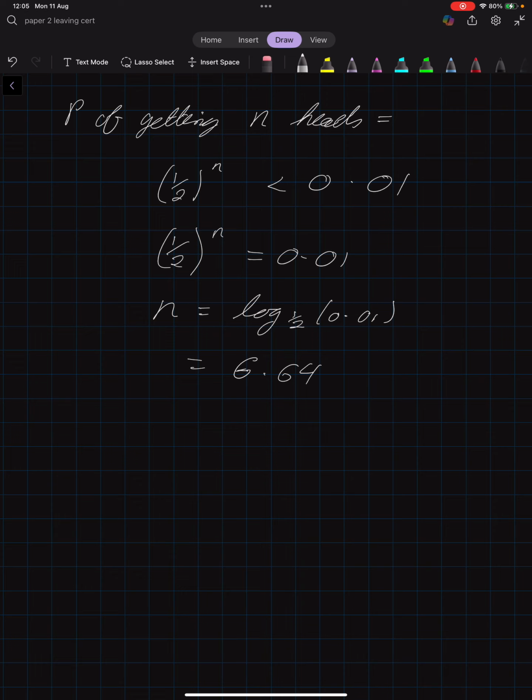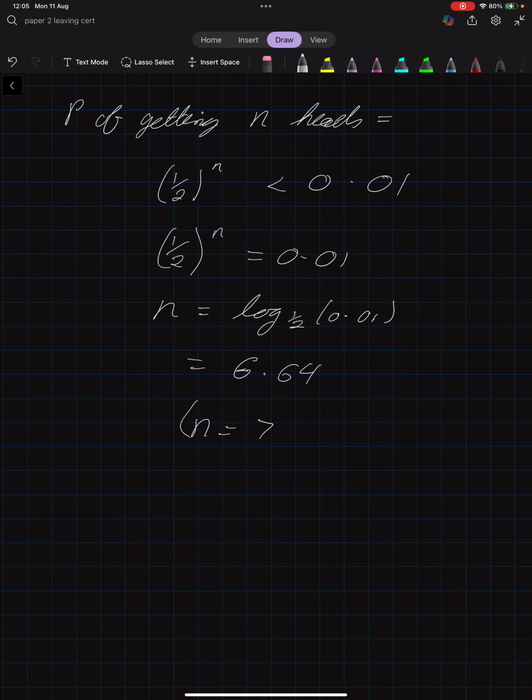Just sit there and be like, okay, if I flip a coin 6 or 7 times, obviously the answer can't be 6.64 because you're flipping a coin. You can't flip a coin 0.64 times. So it's either 6 or it's 7. If I flip the coin 6 times, will I get bigger or less than 0.01? And if I flip the coin 7 times, will I get less or more than 0.01? The answer is you want to round up. So the answer is n equals 7.